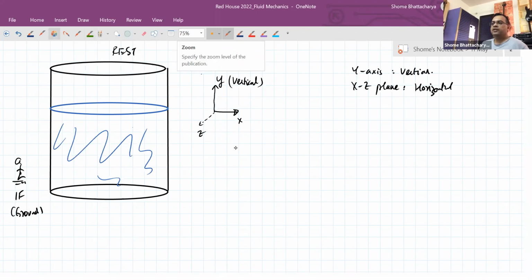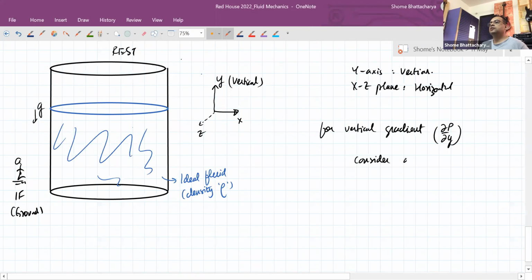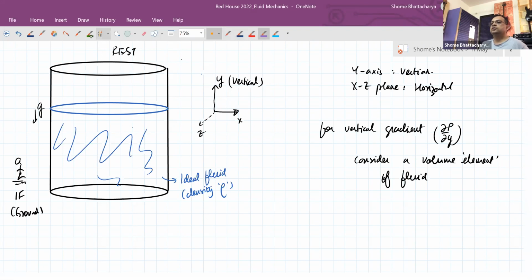Okay. So let's say what we have in the container is an ideal fluid of uniform density, of course, rho. And let's also say our acceleration due to gravity is g. Now for the vertical gradient of pressure, del p by del x, del p by del y, we will consider a volume element of fluid, which is like the one I'm going to draw here.